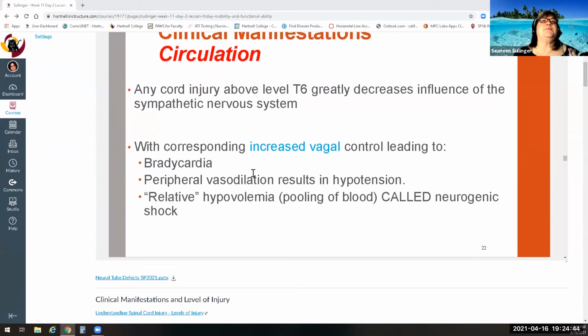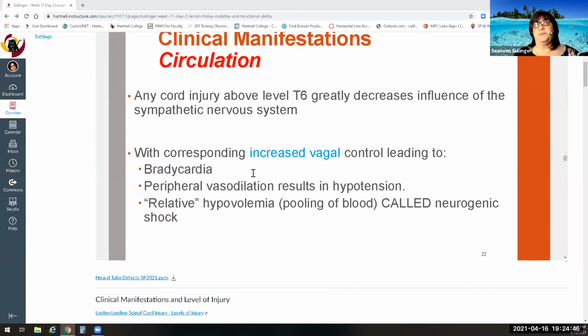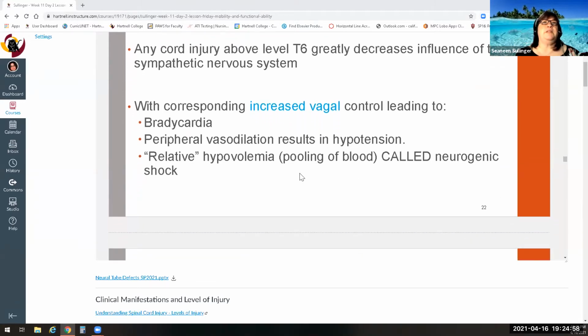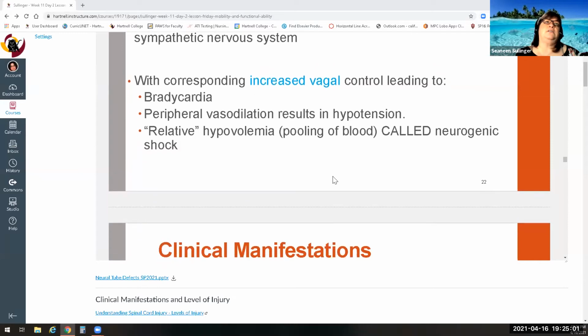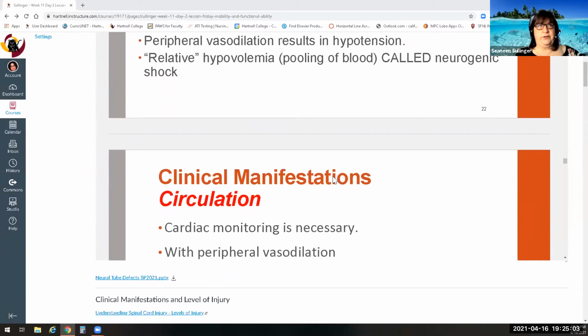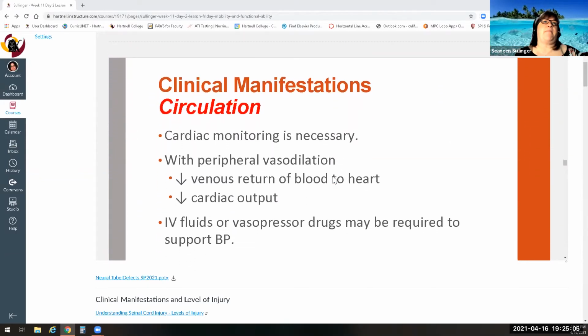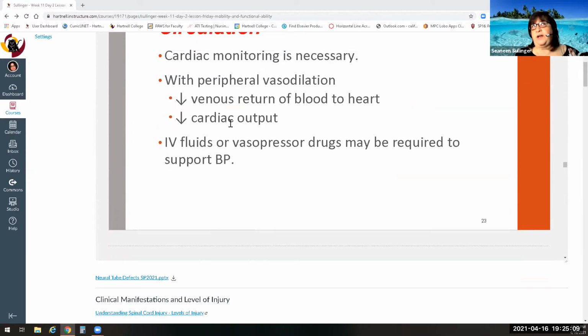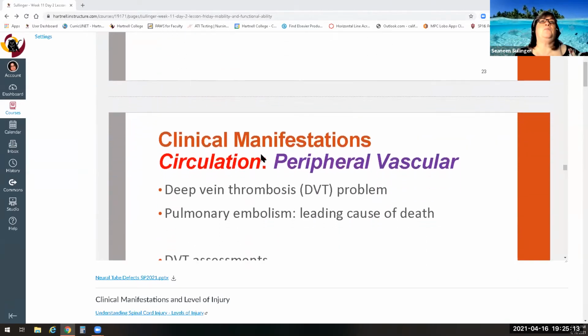And so we also talked about vagal responses yesterday, right? That was something that Mr. Espinas talked about. You can get bradycardia, the vasodilation, hypotension, hypovolemia, pooling of blood, that's neurogenic shock. Again, that's on the other page I'll show you. So again, you need the vasopressors to help support, because if you have decreased cardiac output, blood pressure is going to drop. We need to keep the blood pressure up.